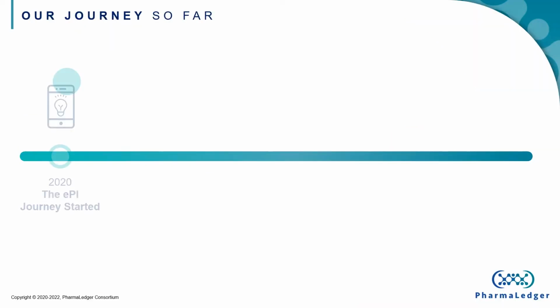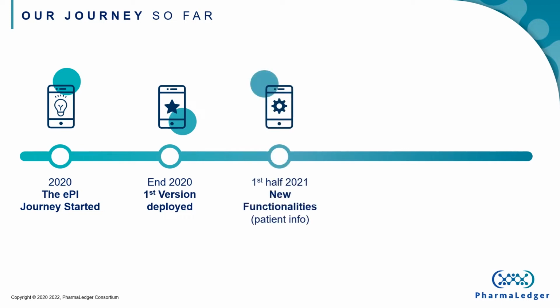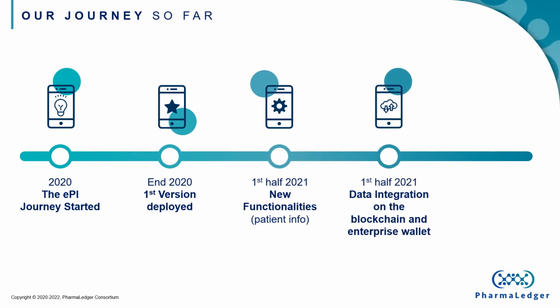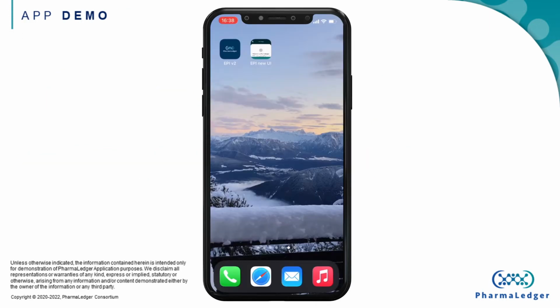We started the app journey last year. At the end of last year, we deployed the first version of our EPI app. In the first half of this year, we focused mainly on new functionality to display the patient information and data integration to write the relevant data on the blockchain and to our enterprise wallet. Since the second half of this year, we focused on usability. For this, we have engaged with our partners in PharmaLedger to redesign the app to put usability for the patient in focus. Let's start the demo.